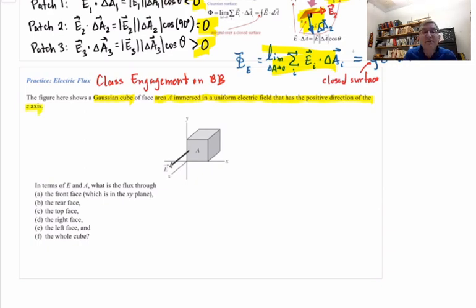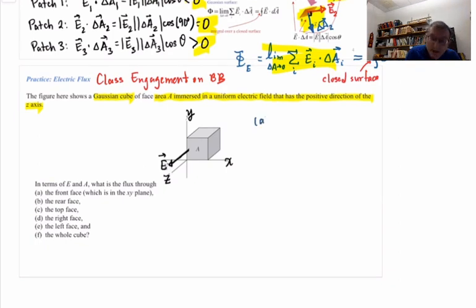Do you see their axes they've drawn? Make them bigger so that you can see them. This is x to the right, y up in the plane of the screen, and then drawing z like this means it's coming out of the screen towards you. And they draw the electric field, one of them here, meaning all the electric field vectors point in the plus z direction. In terms of magnitude E and area A, we are to find the flux through various faces of the cube.